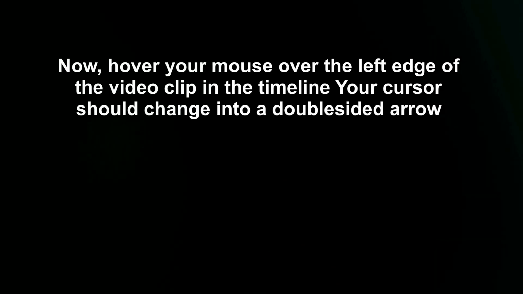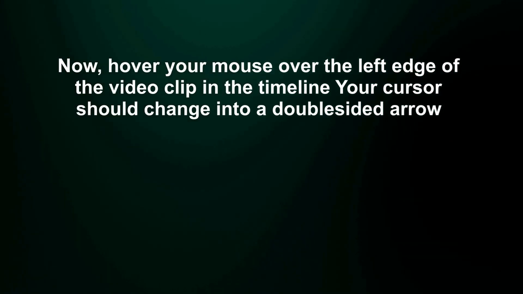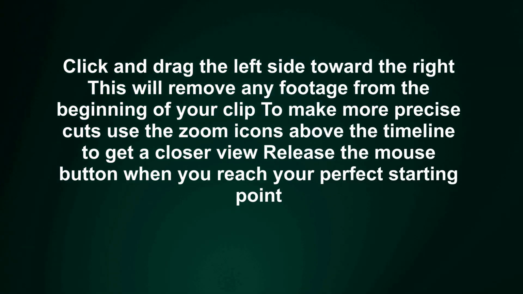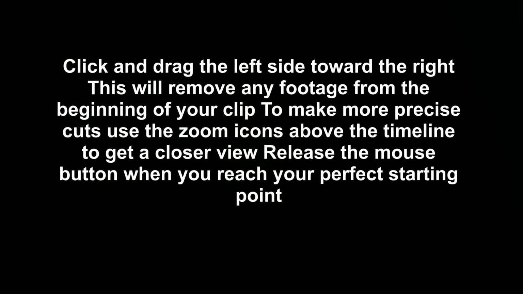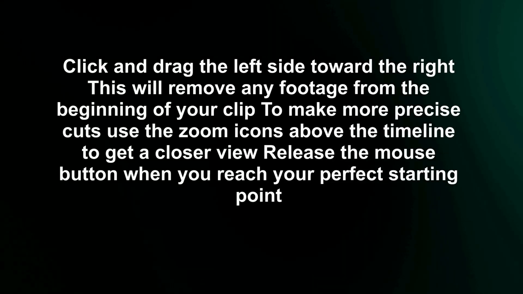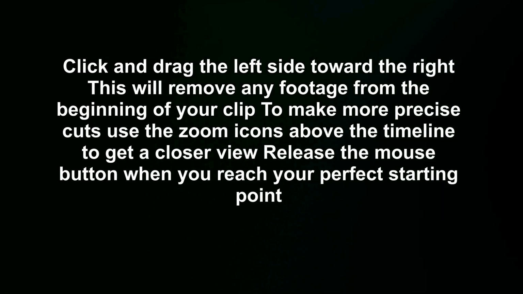Now, hover your mouse over the left edge of the video clip in the timeline. Your cursor should change into a double-sided arrow. Click and drag the left side toward the right. This will remove any footage from the beginning of your clip. To make more precise cuts, use the zoom icons above the timeline to get a closer view. Release the mouse button when you reach your perfect starting point.